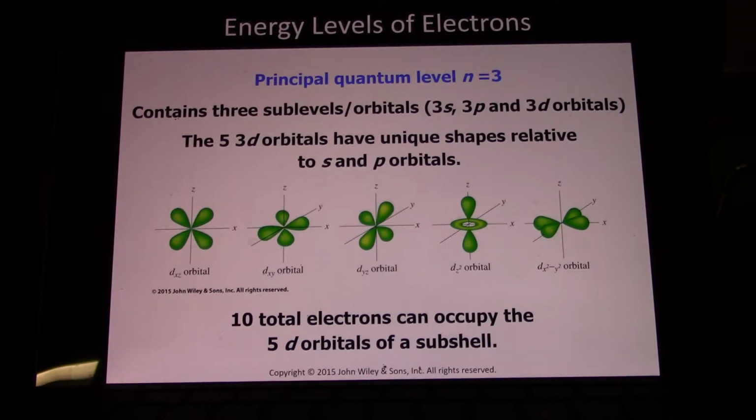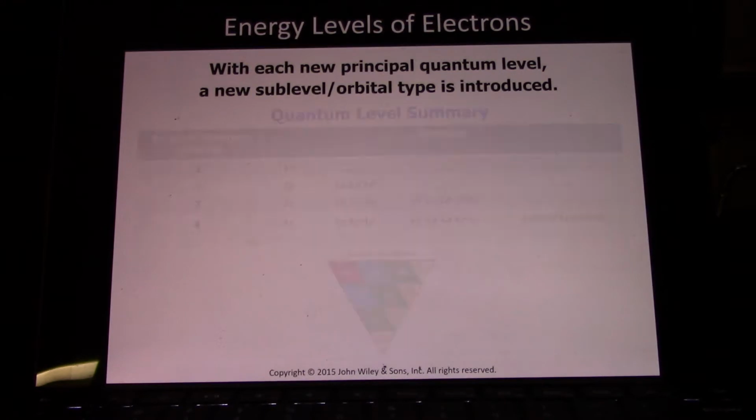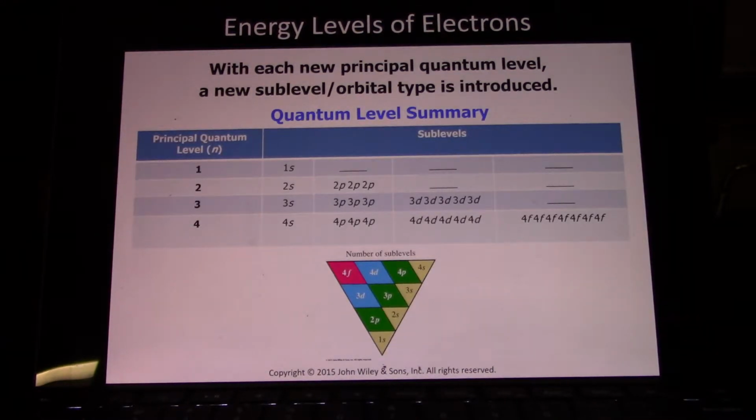As there can be 5 d orbitals, each orbital can have a maximum of 2 electrons. You can have 10 total electrons in a d sublevel. So here we see 1s, then 2s, then 2p, then 3s, 3p, then 3d, 4s, 4p, 4d, and then 4f. The f's don't come up much in this class. That is the chemistry of the inner transition elements.